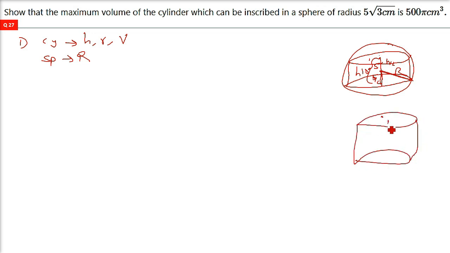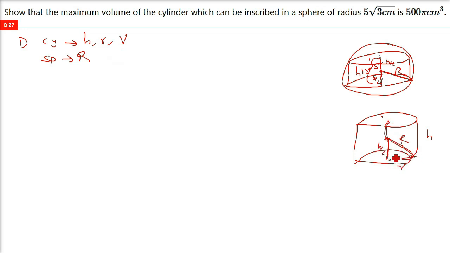In this cylinder, this is the center, and this is the edge. So this is h by 2, h by 2. Now I am joining this center to one of the corners of the cylinder. This is the capital R, and this is small r, and this one is h by 2.